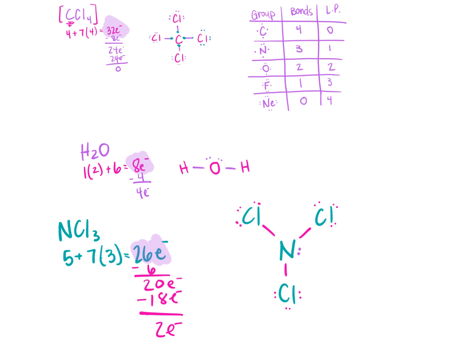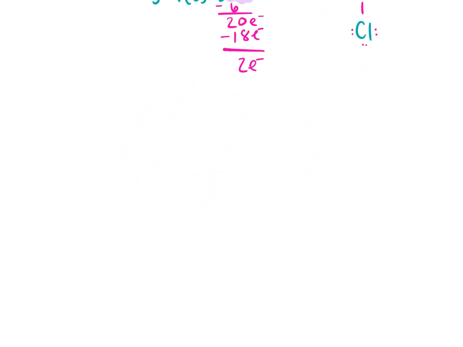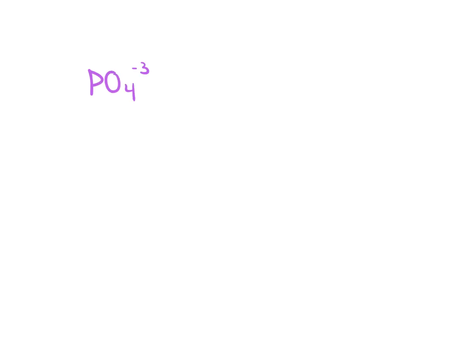Let's go ahead and just do PO4 minus 3. Okay, we're going to dive into a lot of intricacies here. Okay, so we're going to go PO4 minus 3. All right, let's count our valence electrons. Phosphorus gives us 5. Oxygen gives us 6 times 4.